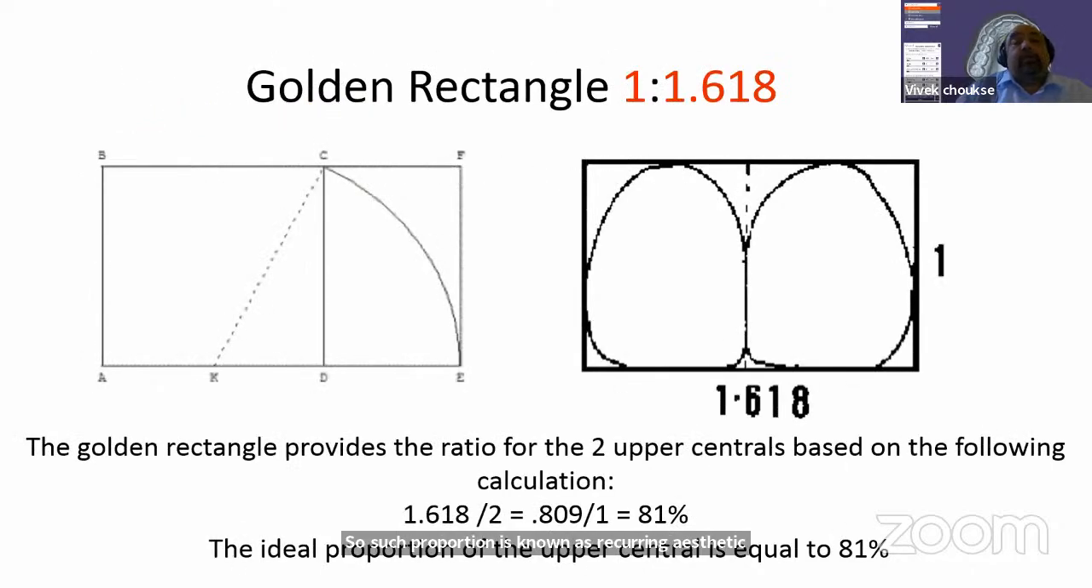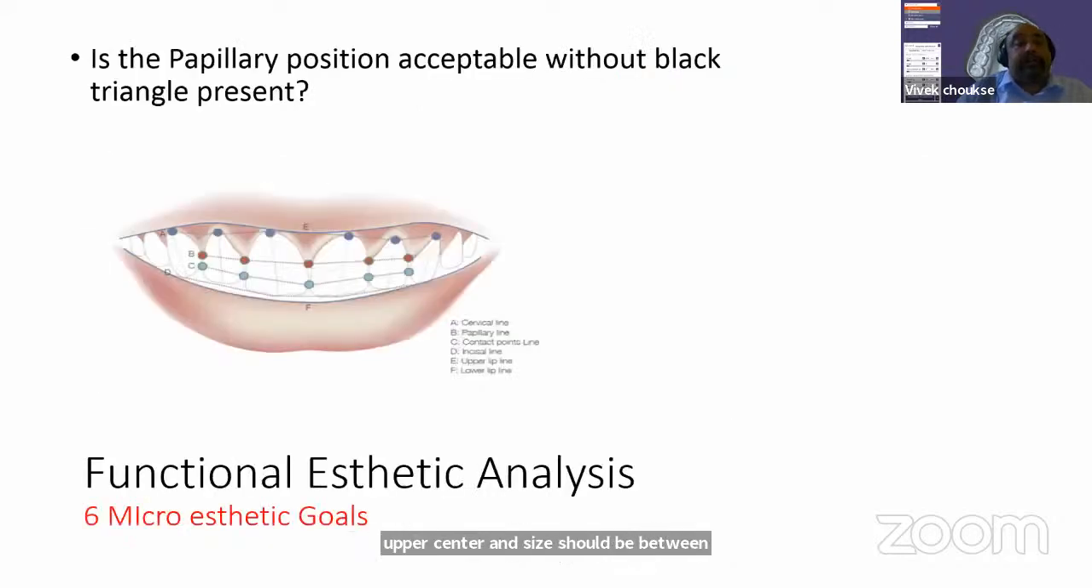If we see, the golden proportion only holds good with the total width of the 2 central incisors in comparison to the length of the central incisor. If we check, it is 1.618 to 1. The width of both central incisors to the length of the central incisor comes to around 81%. So usually it is said that the ideal proportion of the upper central incisor should be between 75 to 82%.